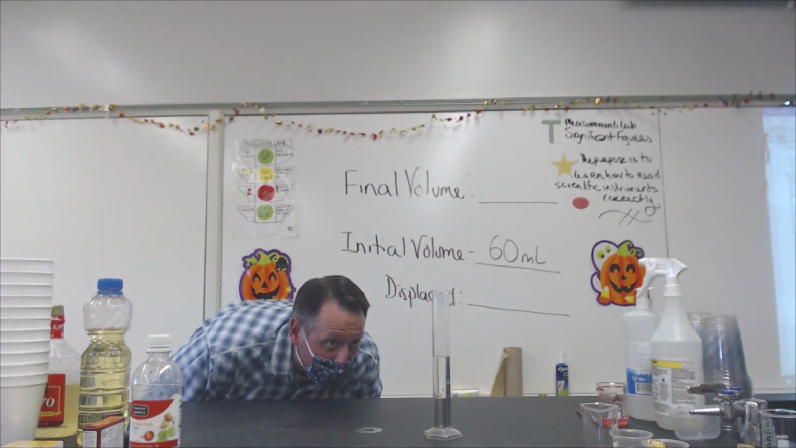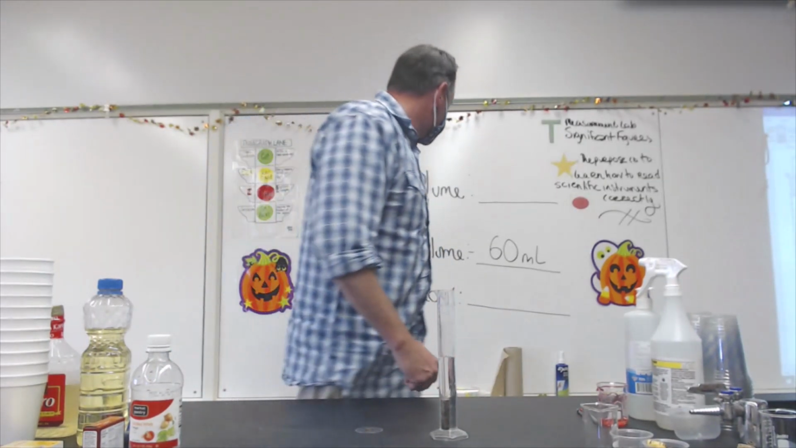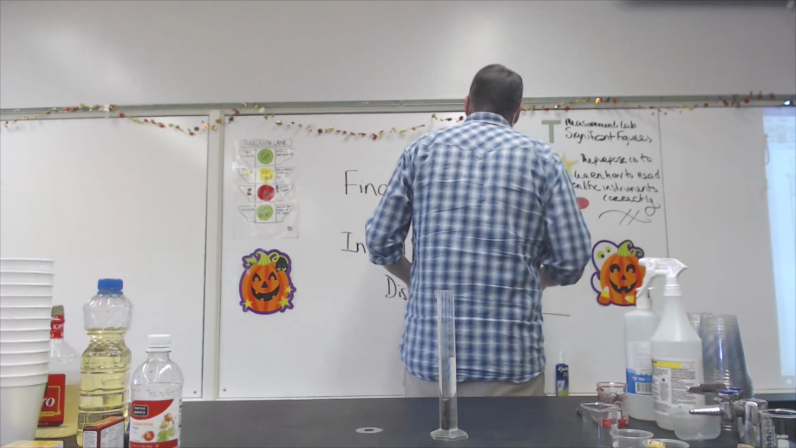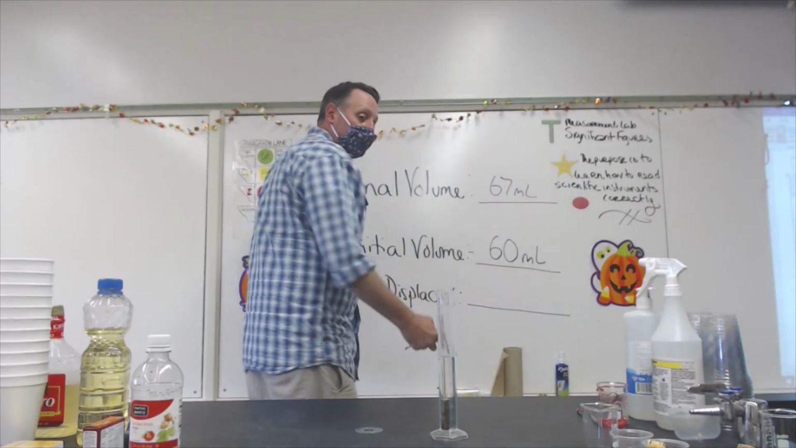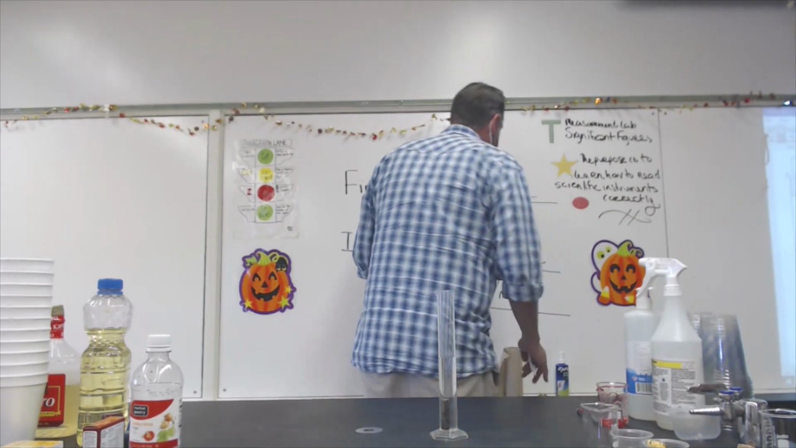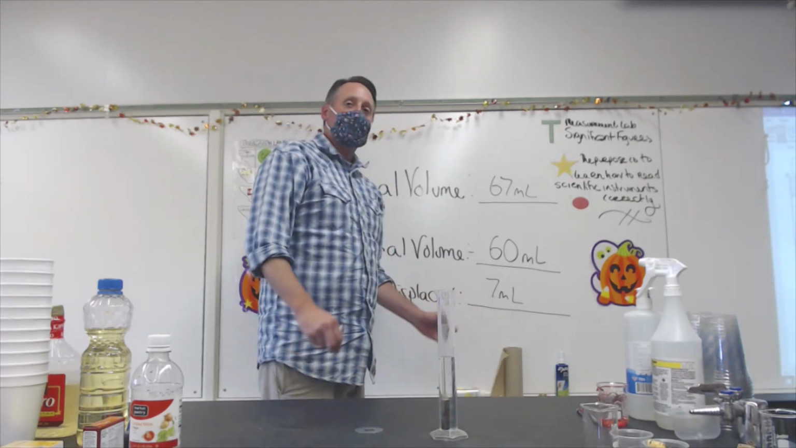Make sure to get eye level, read the meniscus. The final volume is 67 milliliters. So, the volume of the object that displaced the amount of water is 7 milliliters. My object, the rod that I've dropped in there, has a volume of 7 milliliters.